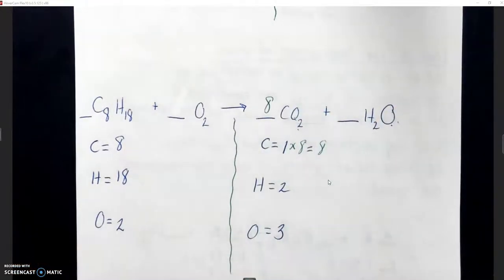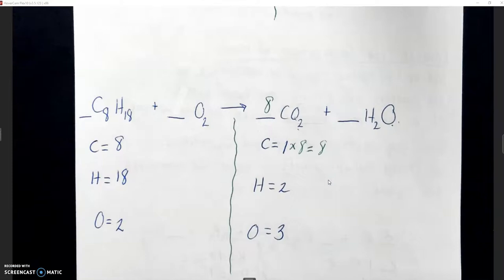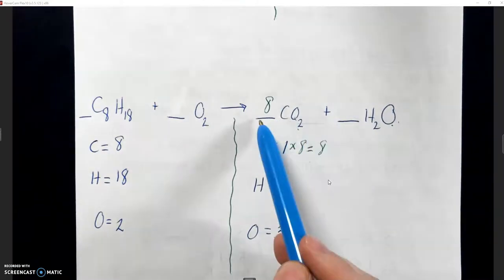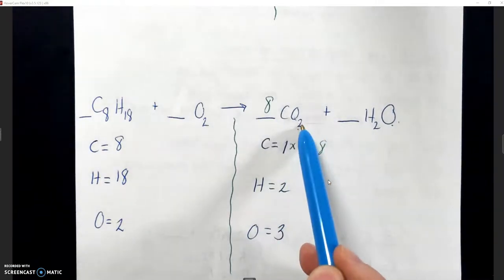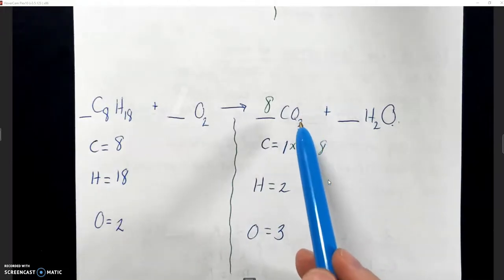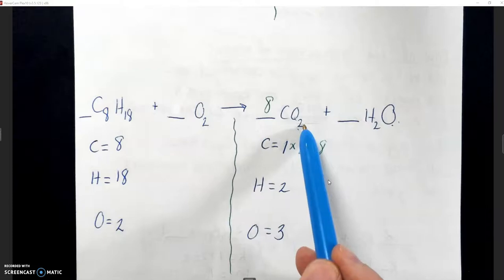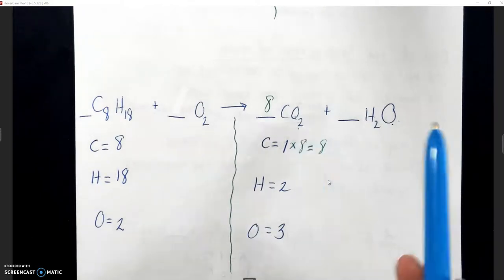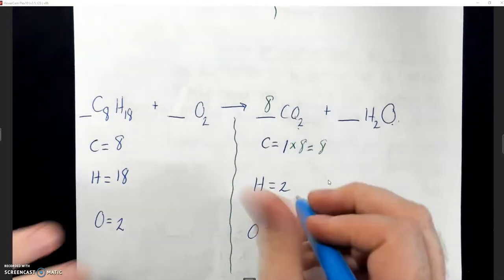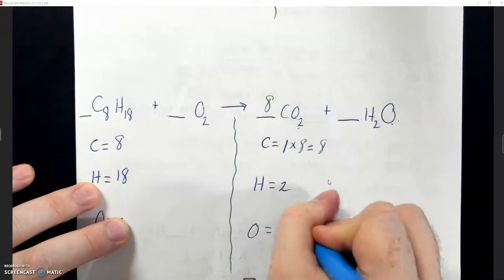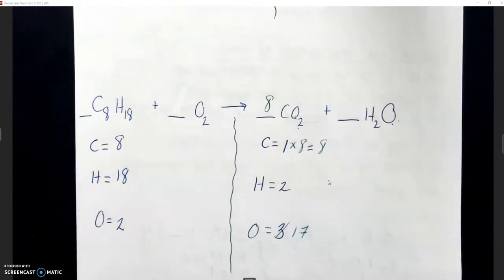Alrighty. But that 8 not only changes the carbons, what else does it change? The oxygens. So we have to recount our oxygens now. I have 8 times 2 right here, which is 16, plus this one over here for a total of 17 oxygens.